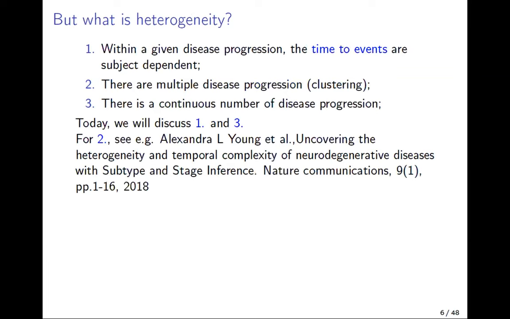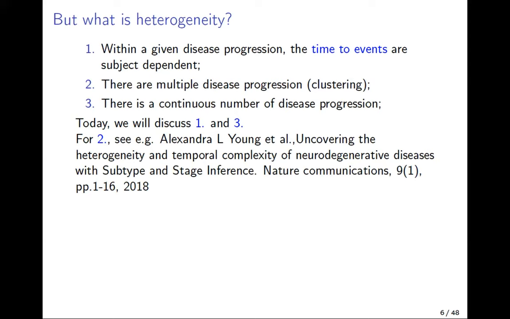But then what do we mean? When I searched for heterogeneity and AD, we actually find very different ideas, very different concepts. I tried to put three points here about that. The first one is about disease progression: heterogeneity in the fact that time to event is different for different subjects. Say two subjects at the same age are amyloid positive, are tau positive, it turns out they're going to develop cognitive symptoms possibly very differently. So this is a form of heterogeneity.